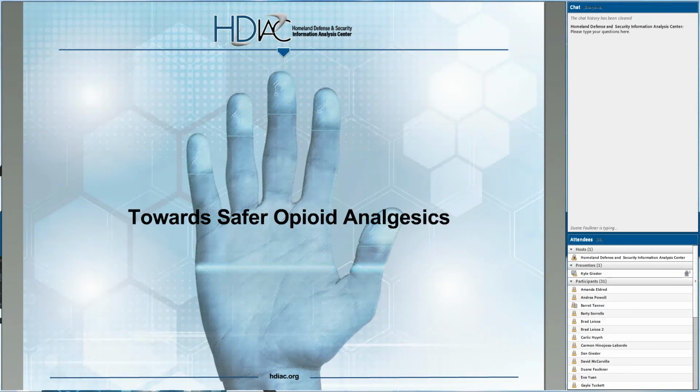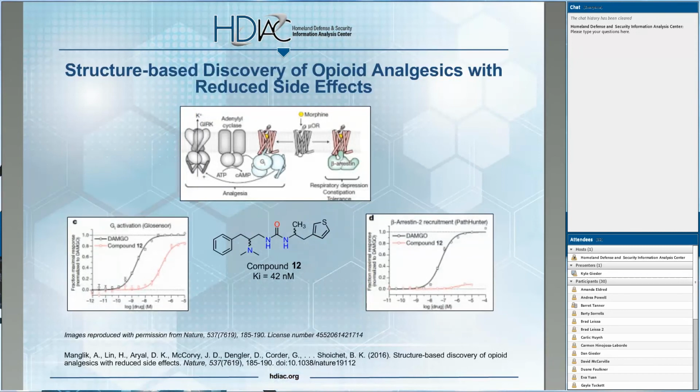Now, in the academic setting, what people are tending to do towards safer opioid analgesics is, the question is, how can we reduce this beta-arrestin pathway altogether? If the opioid signaling pathway has two distinct outcomes, whether it's analgesia or the beta-arrestin, can we design a molecule to dial out the beta-arrestin pathway?